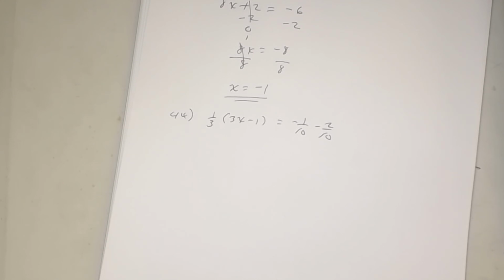Negative 1/10 minus 2/10. All right, now it really is not that bad. If you can do 36 without too much difficulty, then you should be able to do 44. What's the first step? Distribute.